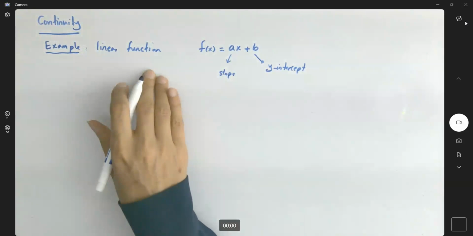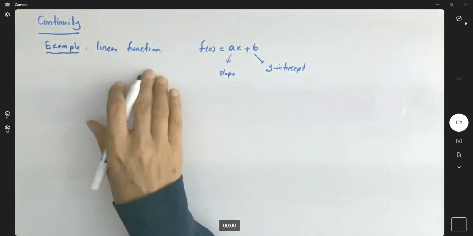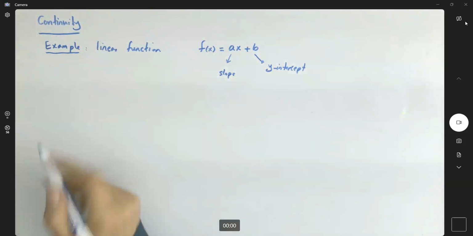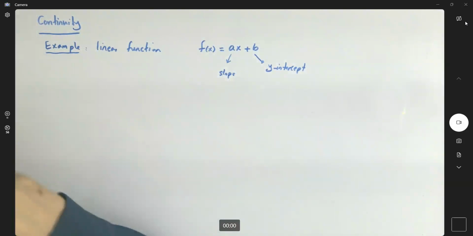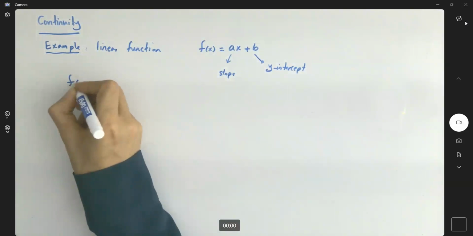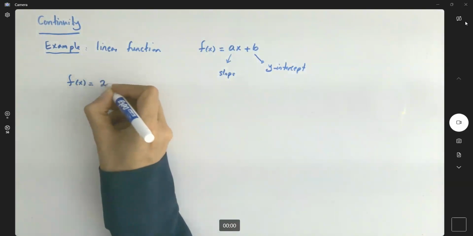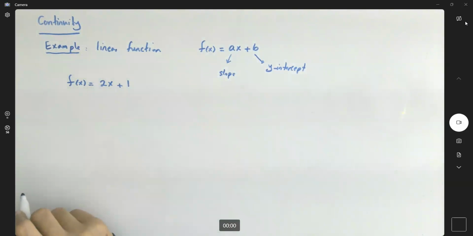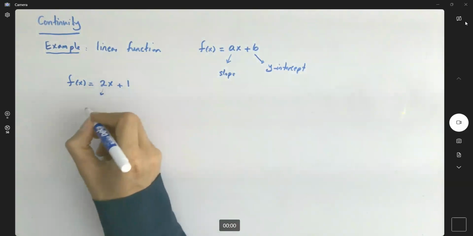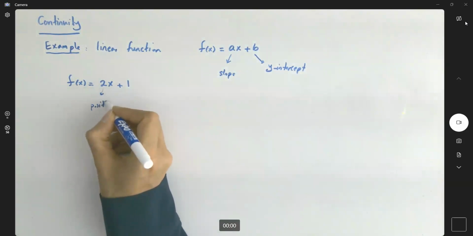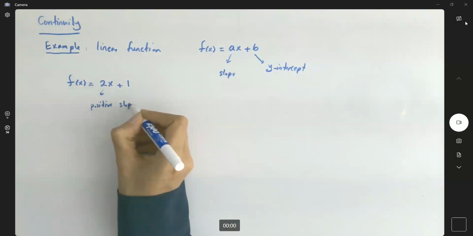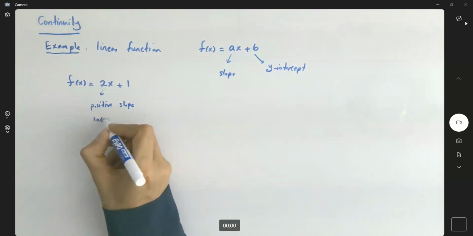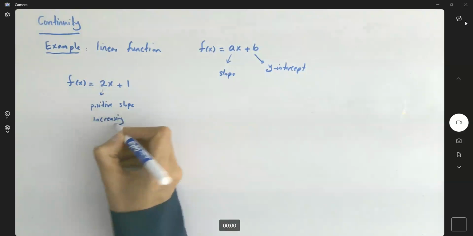A linear function is going to be continuous on its domain. For example, we can define a linear function as 2x plus 1. Remember that the slope is positive. So you get an increasing line, uphill.